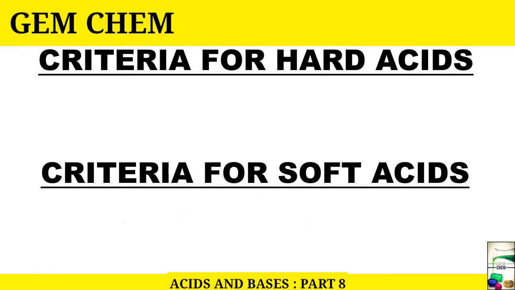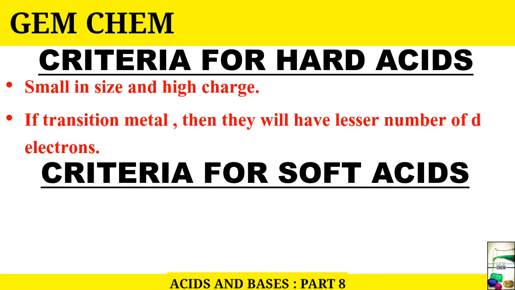Now we need to know the criteria for hard acids. So we have already seen that it should be small in size. Since it is small in size, it should have a high charge. And if there is a transition metal present in it, then they will have a lesser number of d electrons.